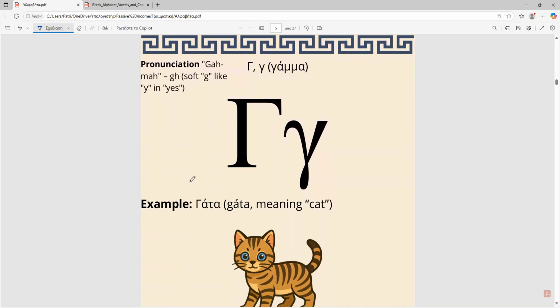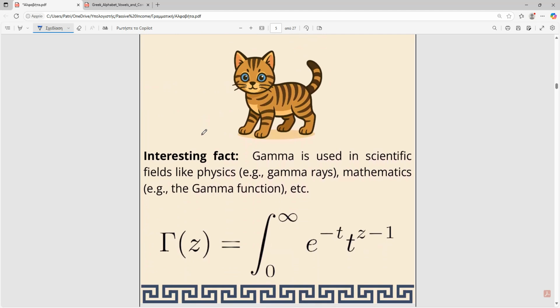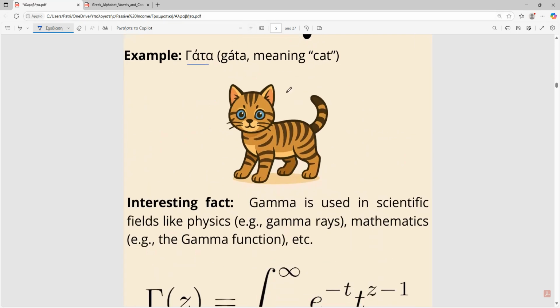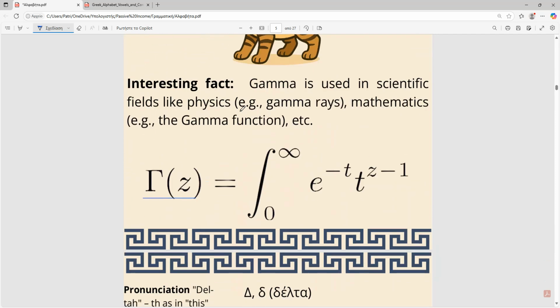We have the gamma. It's gamma, okay? And here we have a small cat that we call gata. Gata. This is a picture, and basically, yes, this is what a cat is, a gata. And then, where do you use the gamma? Maybe you have seen it in scientific fields like physics, also maybe in mathematics, if you love mathematics. I'm not very good in mathematics, but that's why we are here today. But yeah, this is called gamma. This is the third letter of the alphabet.